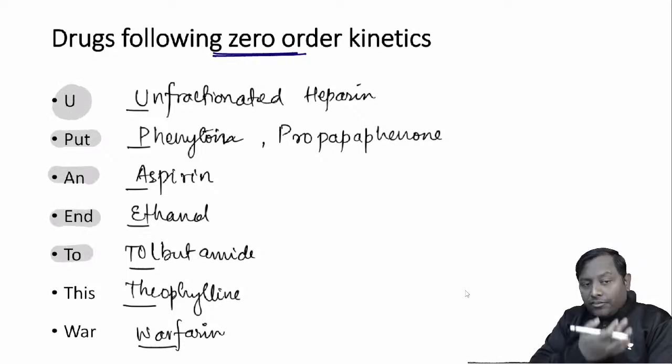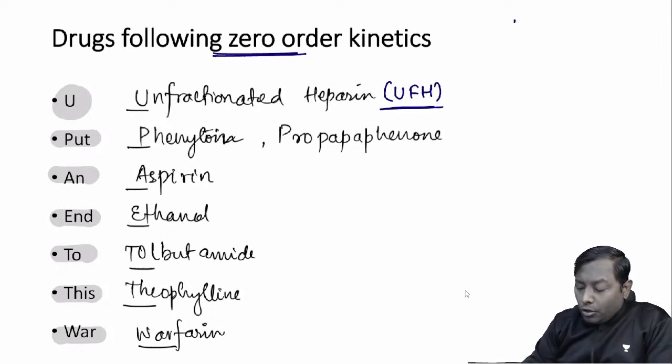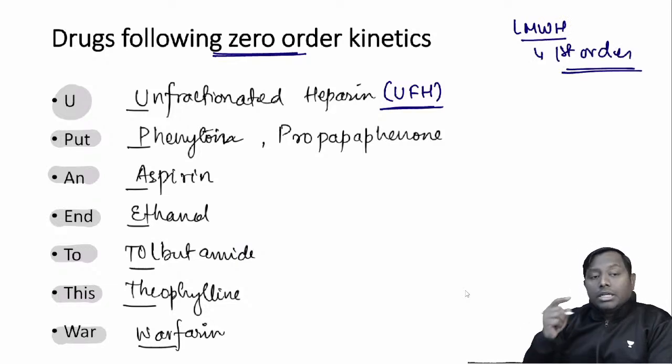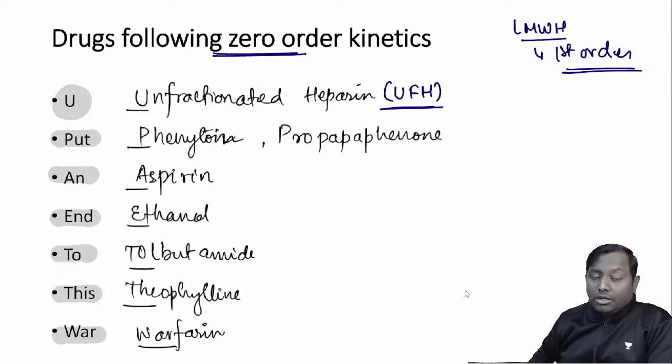So that will be unfractionated heparin. This unfractionated heparin is the usual heparin, because your low molecular weight heparin, please do remember, follows first order. All the rest of the drugs follow first order kinetics. Zero order kinetics are problematic. They keep on accumulating at the high doses and they can cause toxicity.